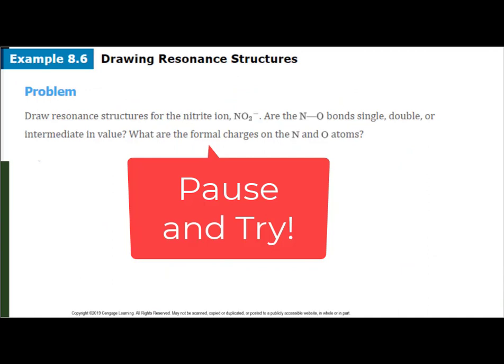Why don't you pause the video right here and draw resonance structures for the nitrite ion. Nitrite is NO2-. Are the NO bonds single, double, or intermediate in value? And think back to how we calculated formal charge. Find the formal charges on the N and the O atoms in those resonance structures. So pause the video here.